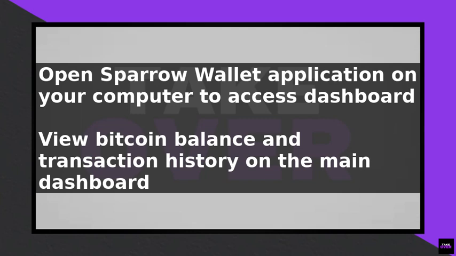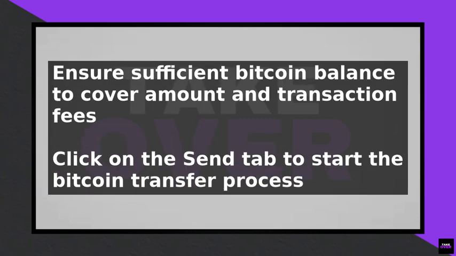Next, click on the Send tab, which is usually located at the top of the wallet interface. In this section, you will need to enter the recipient's Bitcoin address. This address can be obtained from the person or entity you are sending Bitcoin to, and it usually consists of a long string of letters and numbers.